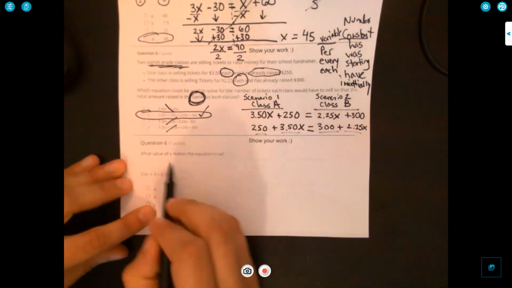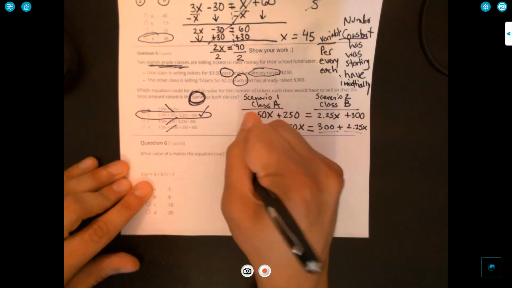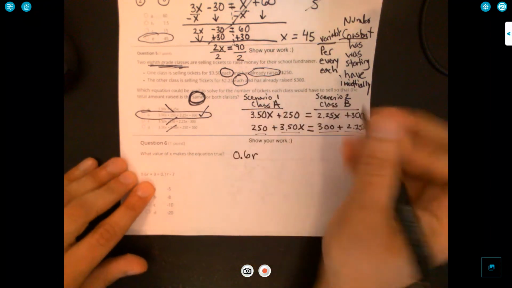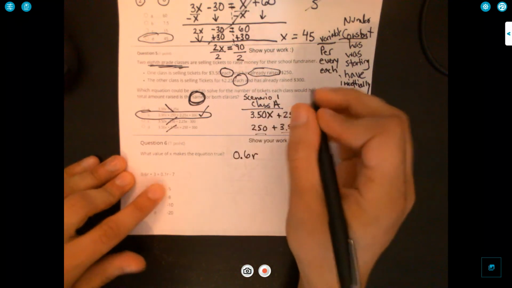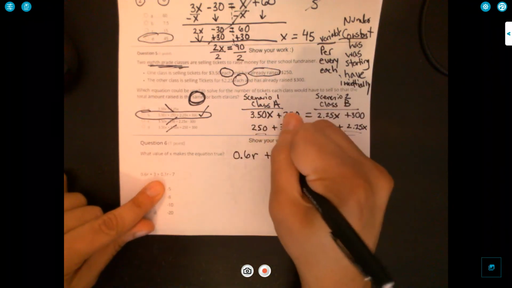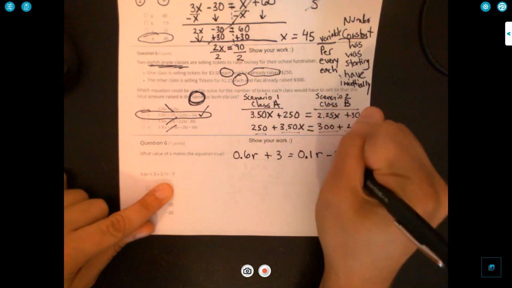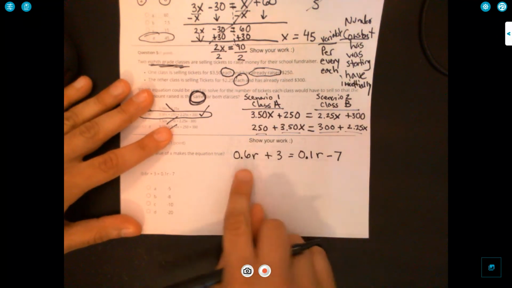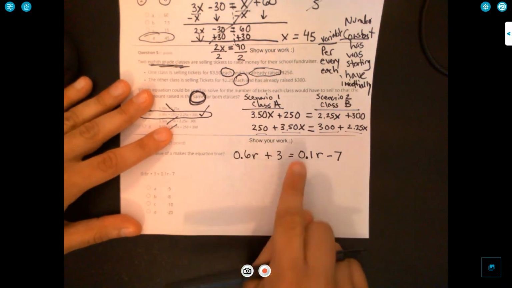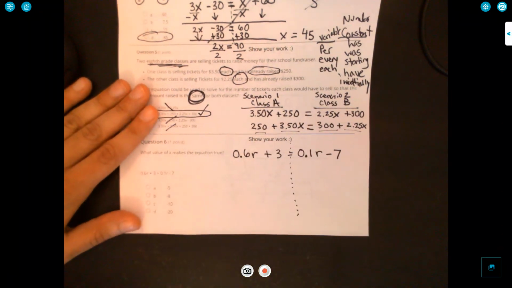All right, which value of x makes the equation true? So we get 0.6r, which is our variable. It's the same as x. If you want to rewrite it to x, go for it. Plus 3 equals 0.1r minus 7. All right, so we don't have to do anything special with these numbers. We treat this just like any other equation if they were integers.